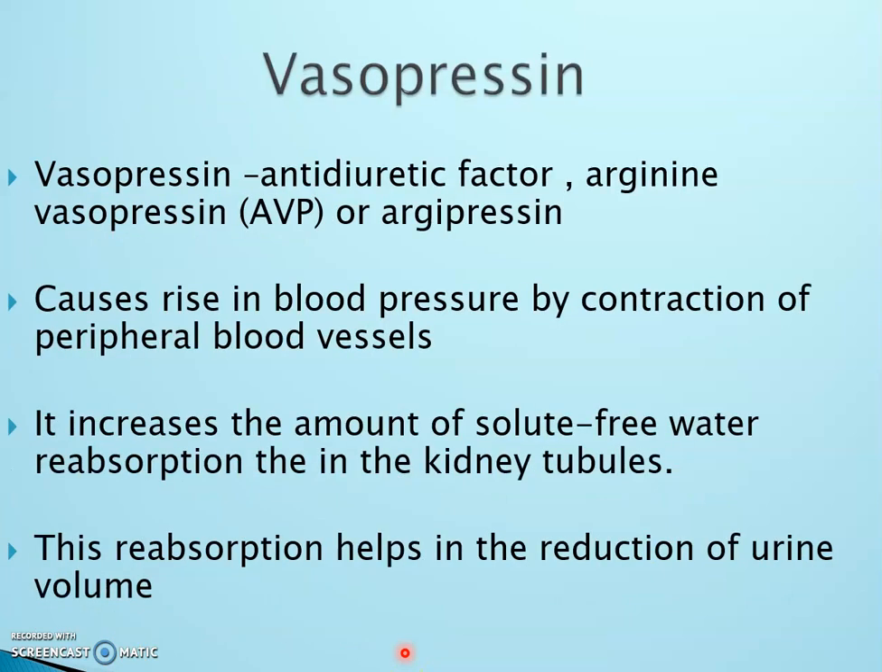Then vasopressin increases the blood pressure. It also helps in the reabsorption of water in the kidney tubules. This helps to maintain the water balance of the body. It also helps in the reduction of urine volume. This is a problem for patients having diabetes insipidus. So vasopressin helps in water balance maintenance. Also, it increases the blood pressure, as it helps in the contraction of peripheral blood vessels.